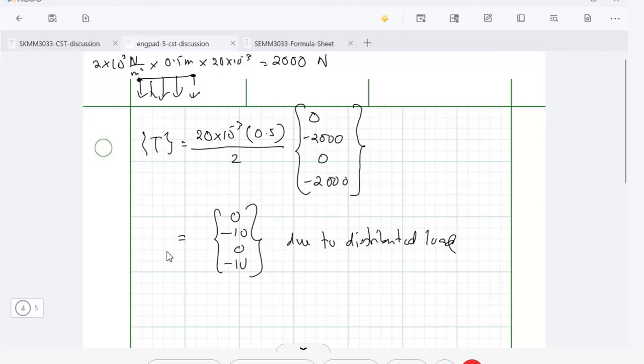it will go to this node. This is why we get 10 and 10. Okay, that is why we get 10 and 10. So in this case, this is just 2 kilonewton. This is the load, 2 kilonewton and 2 kilonewton.